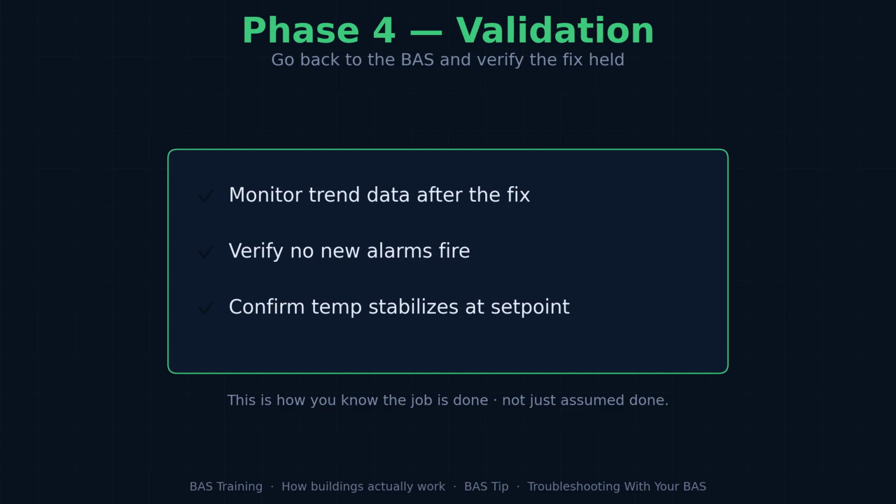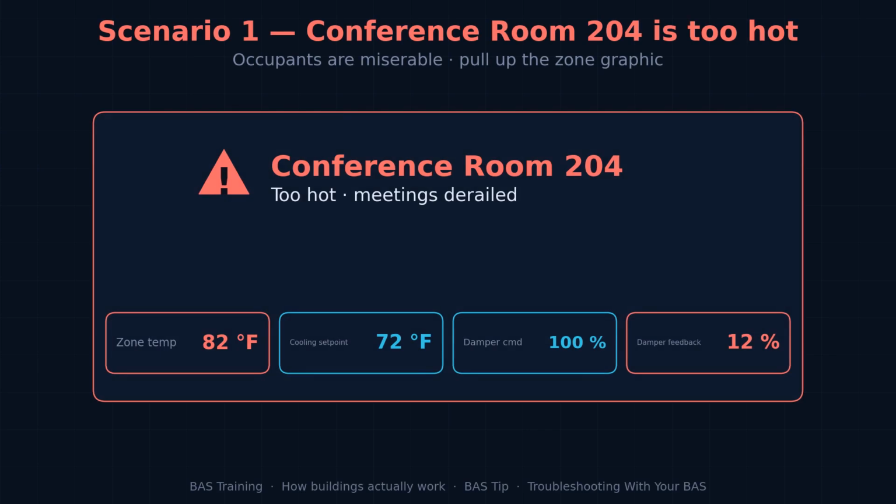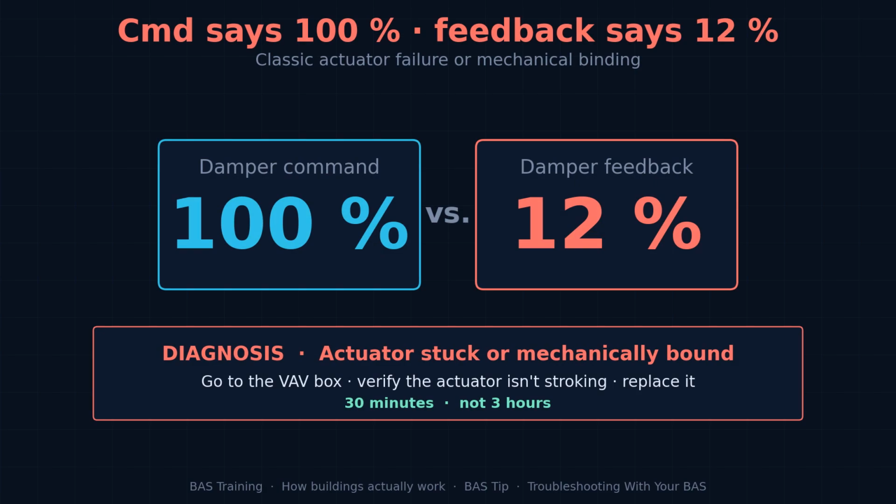All right, let's talk real examples. Scenario 1. You get a complaint. Conference room 204 is too hot. Occupants are miserable. Step 1. Pull up the zone graphic in your BAS. You see zone temperature at 82 degrees. Cooling set point at 72 degrees. Damper command at 100% open. Damper feedback at 12% open.